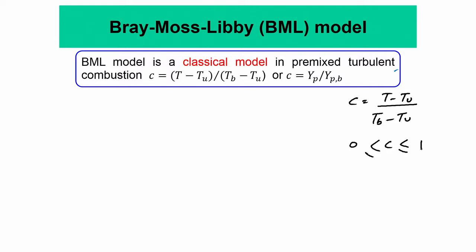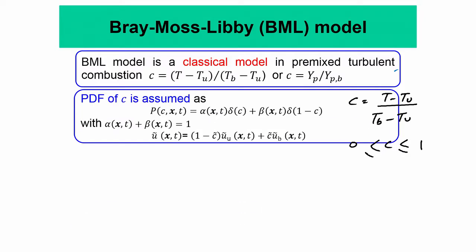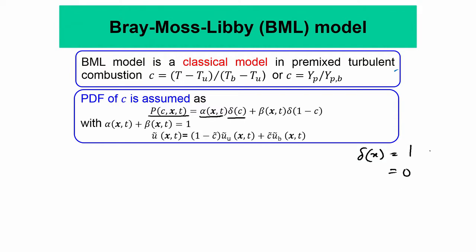Okay, and we can also define C in terms of the mass fraction of a product, where Yp is divided by Ypb. Now we can assume the PDF of C in this manner. The PDF of C at any point x and t, where x is the position vector of that point, is given by alpha at that point x, t, which is a parameter, times a delta function of C. The delta function is equal to 1 when C equals 0, and when C equals any other value it is equal to 0. You can define D of x is equal to 1 when x equals 0, and equal to 0 for x not equal to 0. Okay, so this is how a delta function is defined.